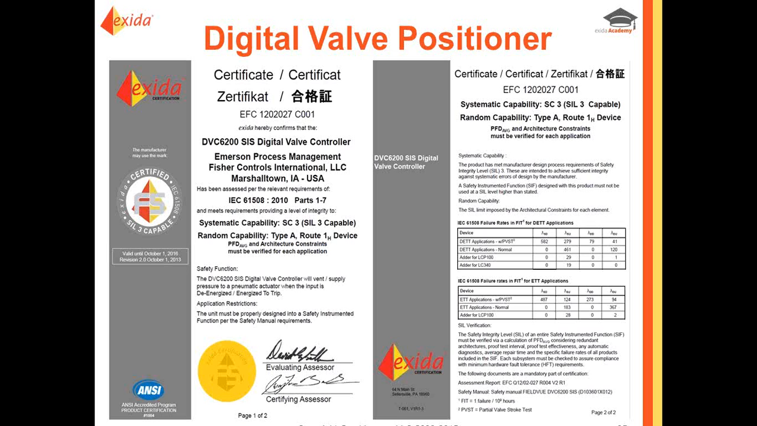If you go on the back, you can see that you have two separate tables, and they are for different applications. You have also it broken up into normal and partial valve stroke tests for each of the applications, along with their failure rates. At the bottom of the page, you can see that they have listed the assessment report and the safety manual.